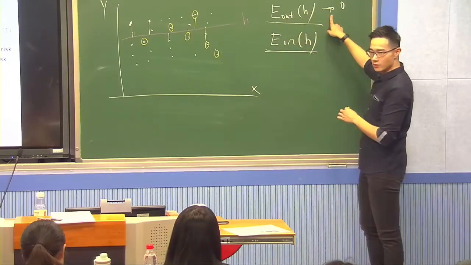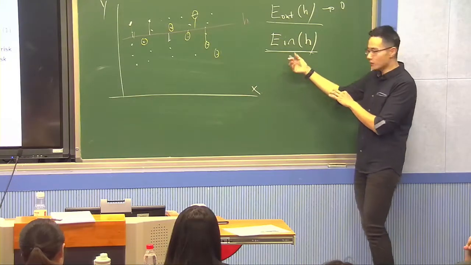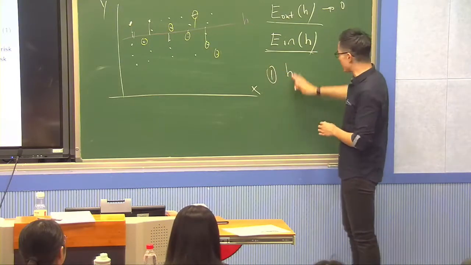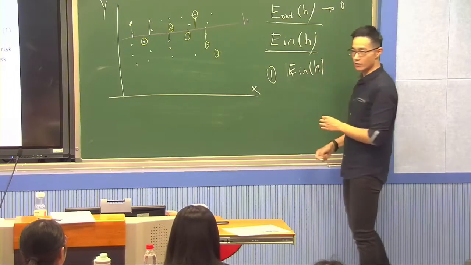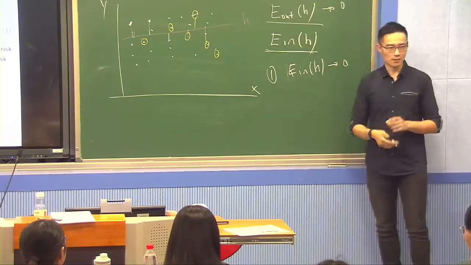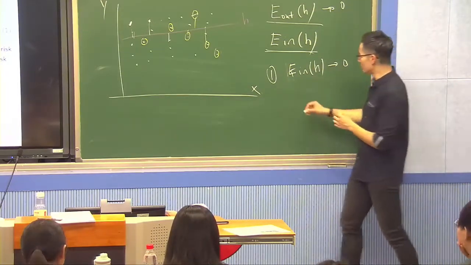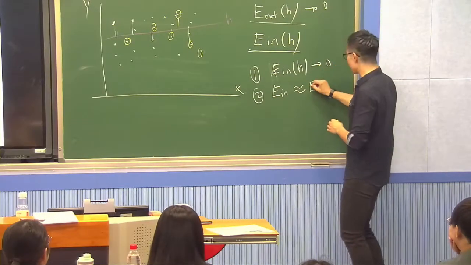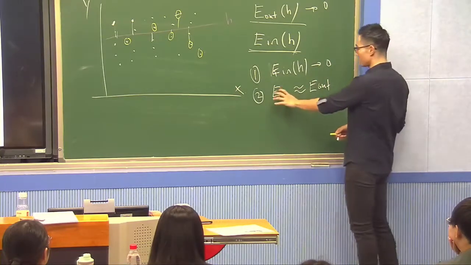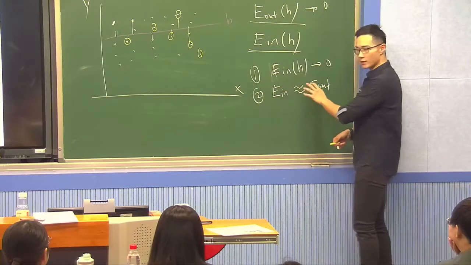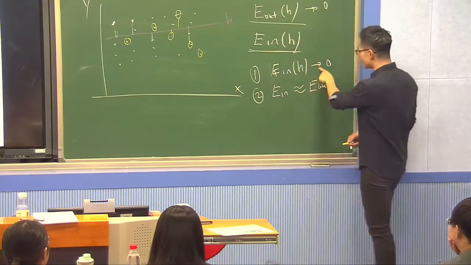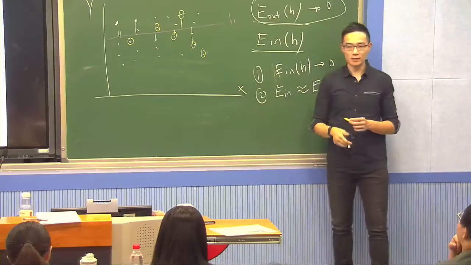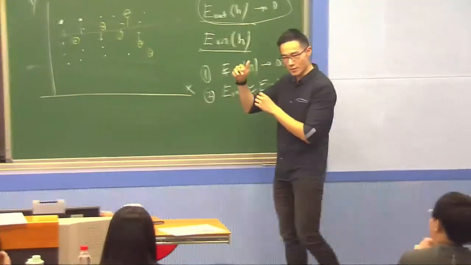Now, in order to drive it down to zero, but I only see this, what do I do? The first step is I try to find an H such that E in, the in-sample error of H, is almost zero. Find something that describes the in-sample error well. The second step is I want to make sure that my in-sample error is almost the same as my out-of-sample error. In other words, whatever I can calculate on the in-sample error is close enough, or tells me enough, about the out-of-sample error. If these two conditions are satisfied, then I am pretty confident that I have something that makes the out-of-sample error almost zero. So these are the two steps we have.